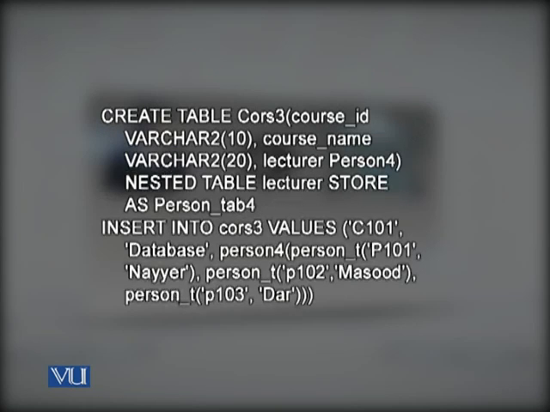Then we define the course. We define the table course, in which we define different attributes of the course, its ID and other things. And then inside this table course, we define an attribute lecturer, and we give it the type person that we have defined. And then we say nested table lecturer store as, and then we give the name of the table in which this will be stored, that is the nested table.